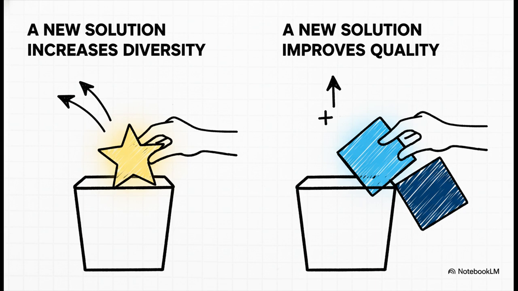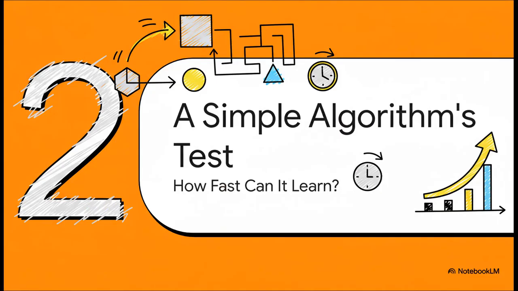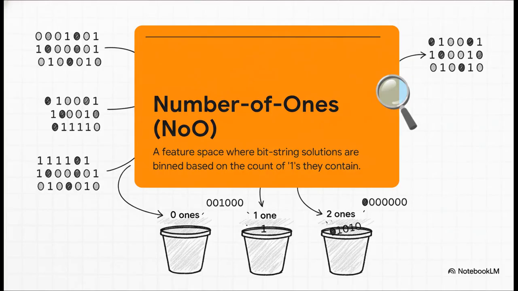It's really elegant. Now, an algorithm that's simple and intuitive is great and all, but does it work? And maybe more importantly, how fast is it? That's exactly what the runtime analysis in this paper sets out to prove. To analyze it, the researchers used a classic test environment where solutions are just simple strings of bits, zeros and ones. The bins are defined by a really simple feature, just the number of ones in the string. So you end up with a bin for solutions with 0 ones, a bin for 1 one, 2 ones, and so on.